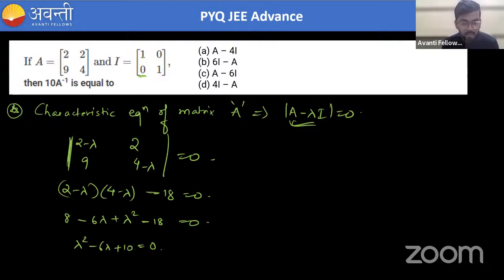Here you can note that A can be put in place of lambda I. So we know the relation between A and lambda. So what we can do here is this equation can be written as A square minus 6A minus 10I equals to 0.